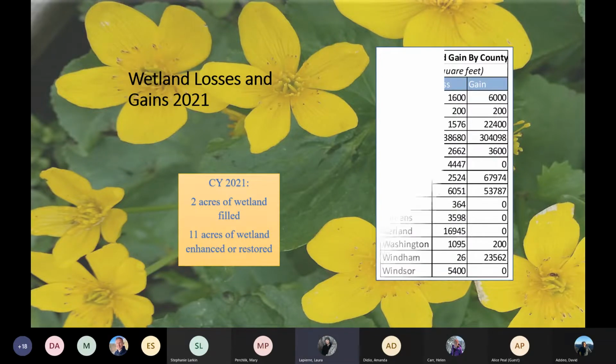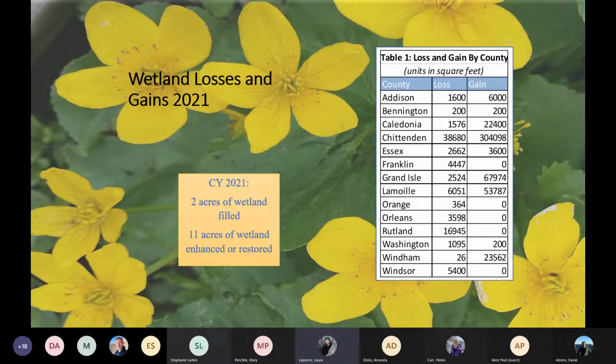And for that, 7 counties had more wetland gain than loss: Addison, Caledonia, Chittenden, Essex, Grand Isle, Lamoille, and Windham counties. And Chittenden's wetland gain was pretty huge, and that was thanks to some voluntary enhancements from a subdevelopment in Williston. And then 6 of the counties actually had a net loss, but overall, we're seeing a net gain.